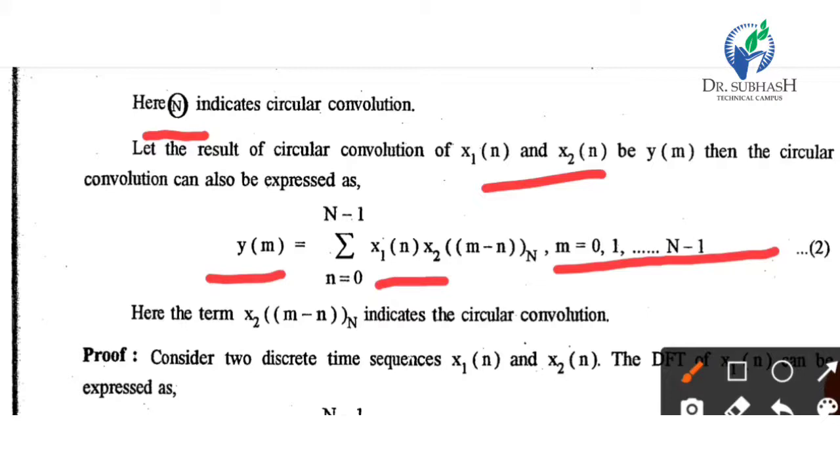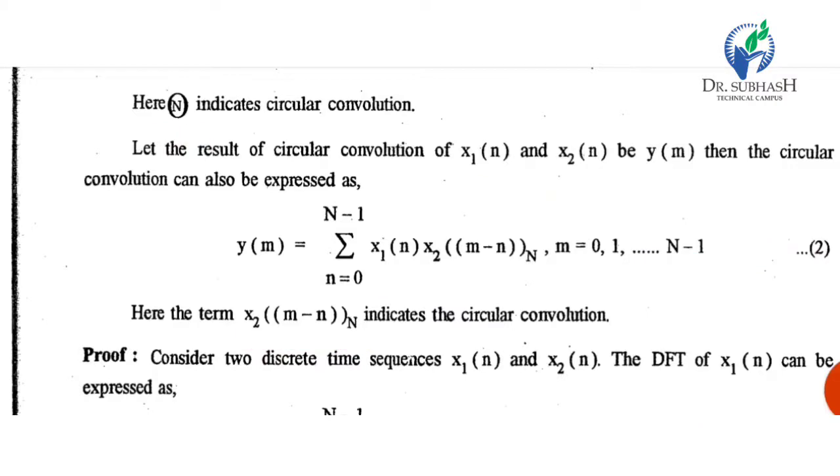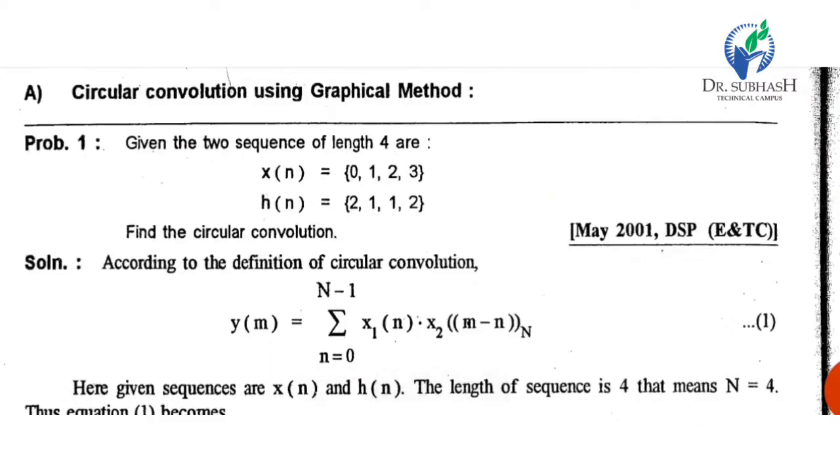So here the term x2 of (m minus n) modulo N indicates the circular convolution. Whenever we study the example, we will understand more. So, circular convolution using the graphical method.